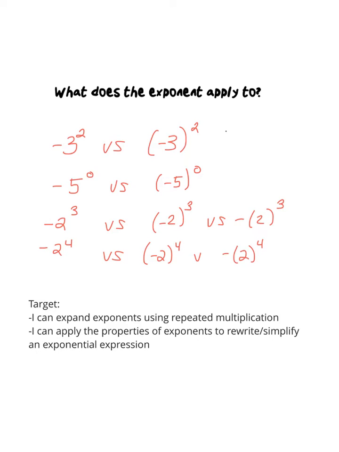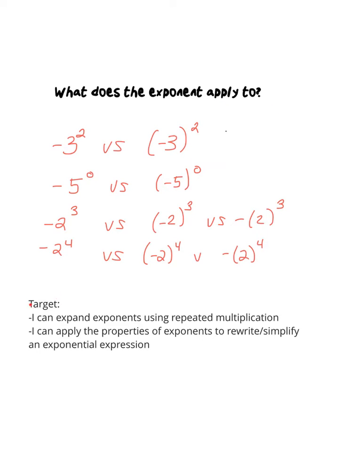So the short video that we're going to start with is about exponents and what they actually apply to. For example, we see a lot of problems that are similar, like -3 squared versus the quantity -3 squared, and just a bunch of different examples. The way that they're written makes a difference on what their answer is and how we write them. So we're going to quickly go over some confusion about what the exponent actually applies to.